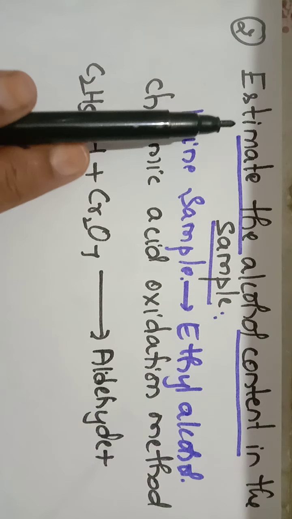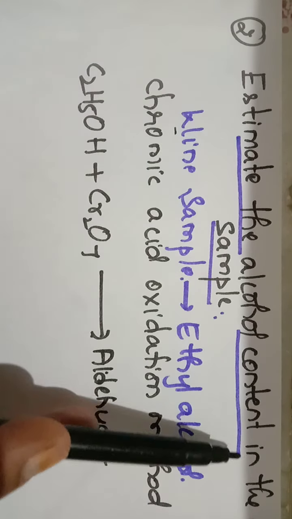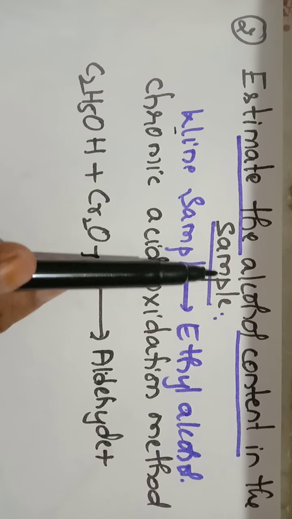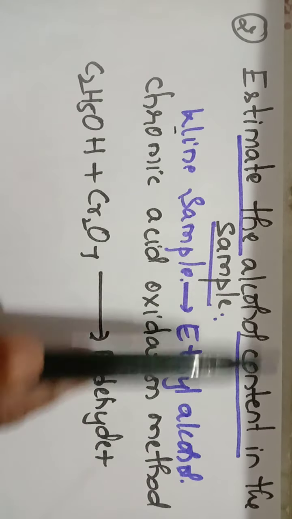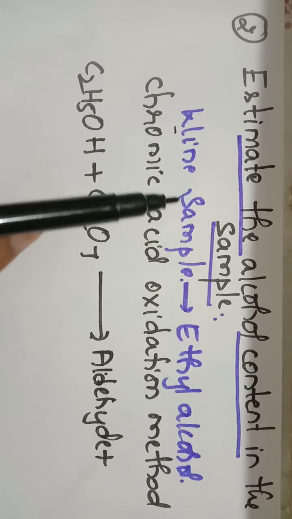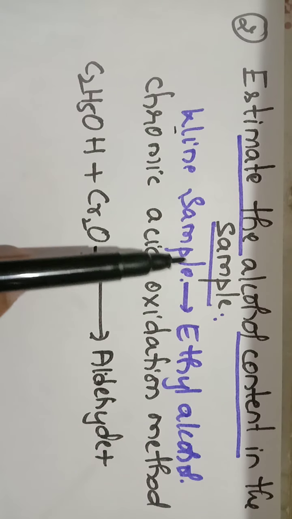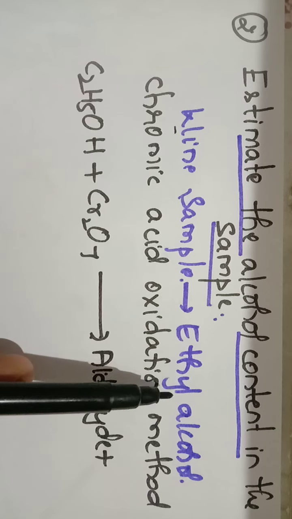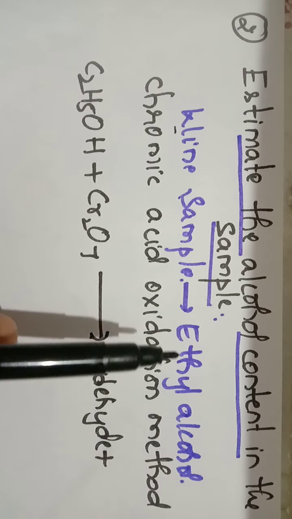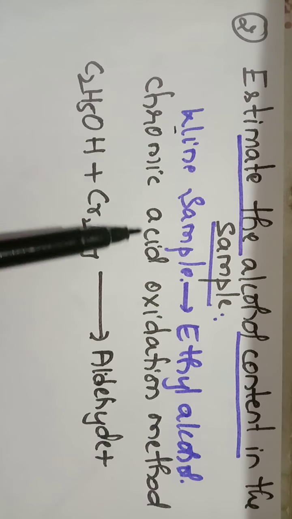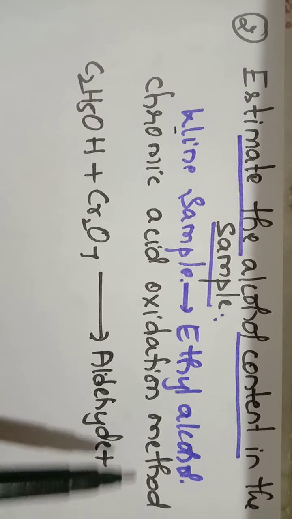So this second experiment will be to estimate the alcohol content in the given sample by the chromic acid method. In this experiment, we are estimating the alcohol content in the wine sample. What is this wine sample supposed to contain? It will contain ethyl alcohol, or ethanol. The principle of this method is chromic acid oxidation.